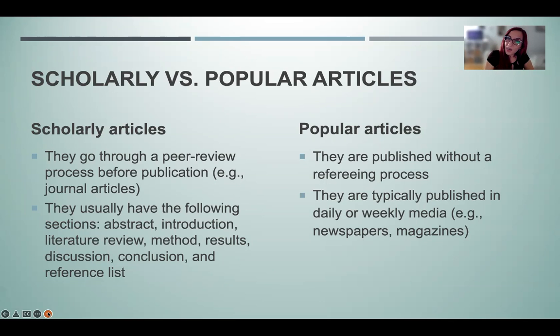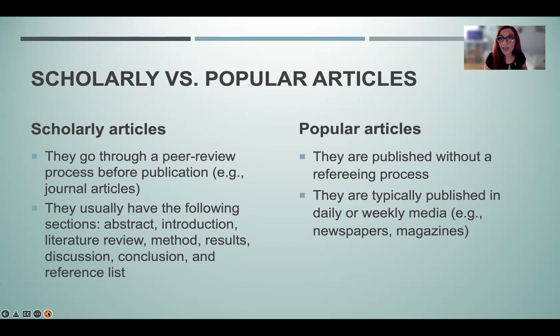So every time you want to submit your manuscript, your research study for publication, that study will go through a blind peer review process. Other people will examine and evaluate your work, and they're going to make a decision whether your study deserves to be published or not. Scholarly articles also have these sections. They include an abstract, introduction section, literature review, method, results, discussion, and conclusions.